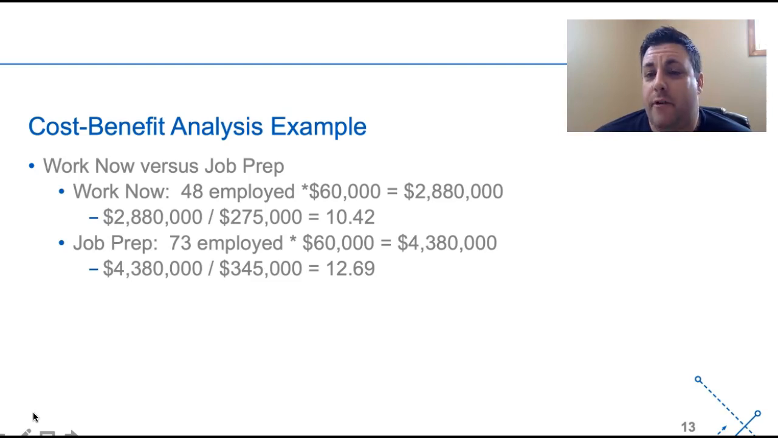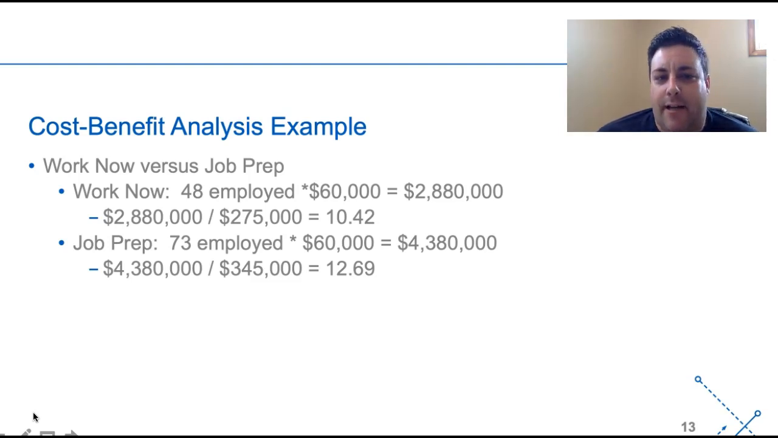So the first thing we have to do is calculate the benefit. So remember, we're dividing the benefit by the cost. So there were 48 people employed, and each of them generated $60,000 worth of benefits in those different ways that I talked about. So the total benefit was just about $2.9 million, 2.88 to be exact.